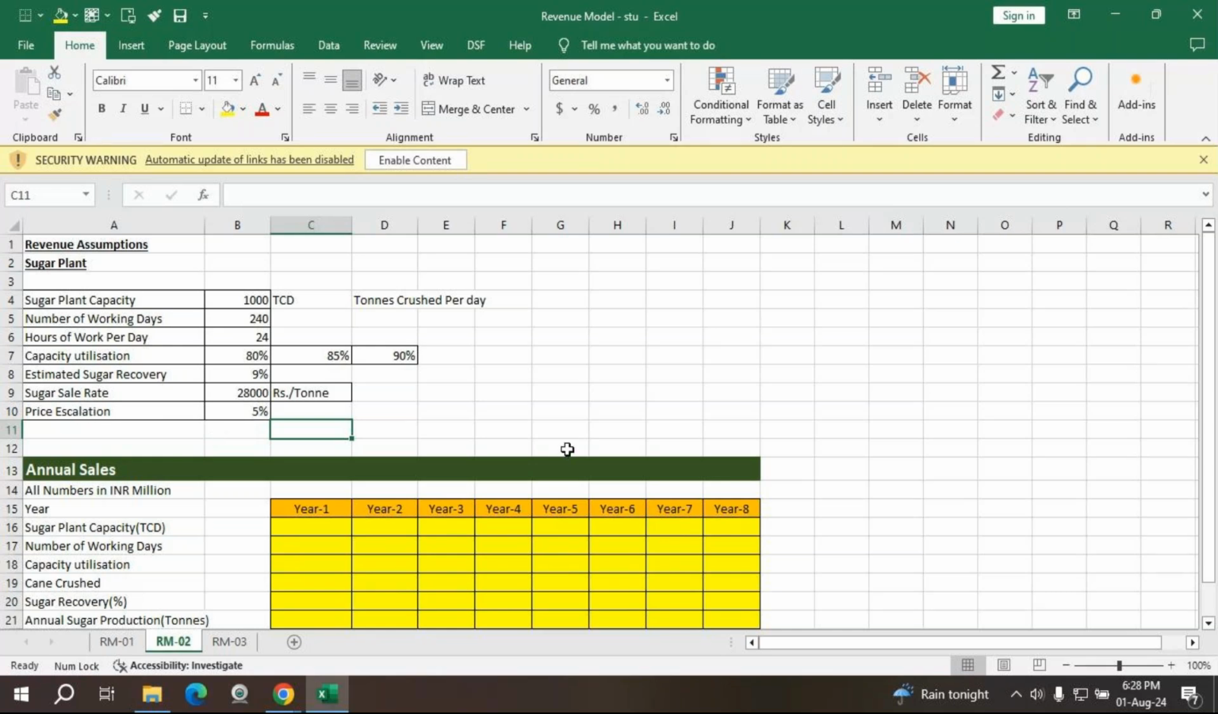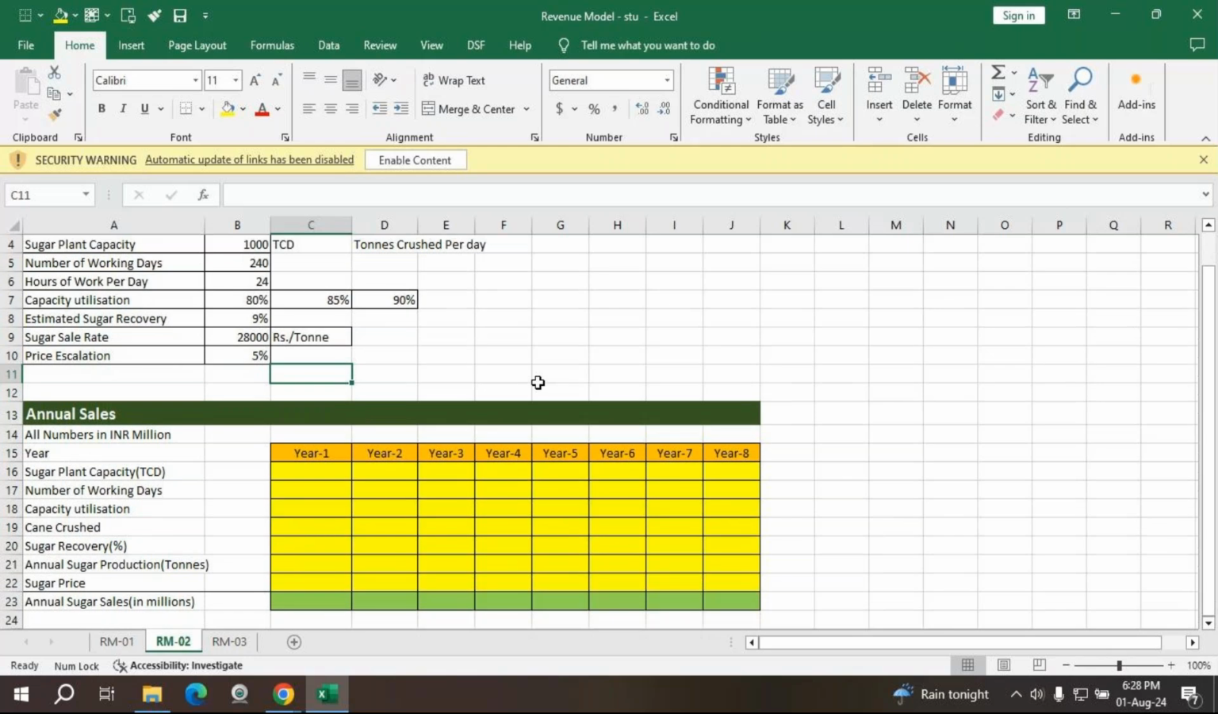Now based on this information you have to create this annual sales report. Capacity utilization will be first year 80%, second year 85%, third year 90%. So from third year onwards it will be continuously 90% till the eighth year.